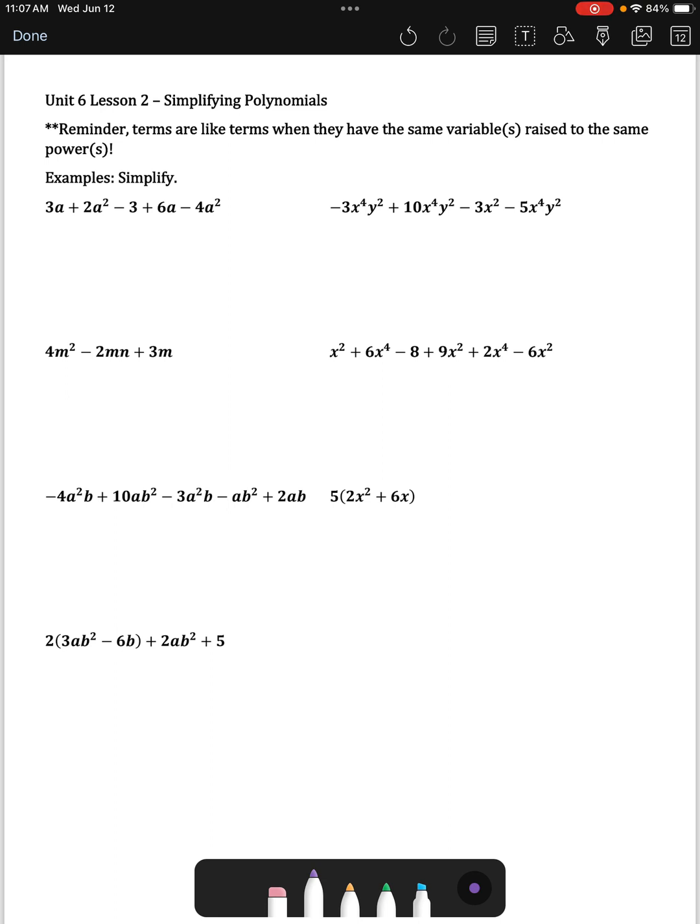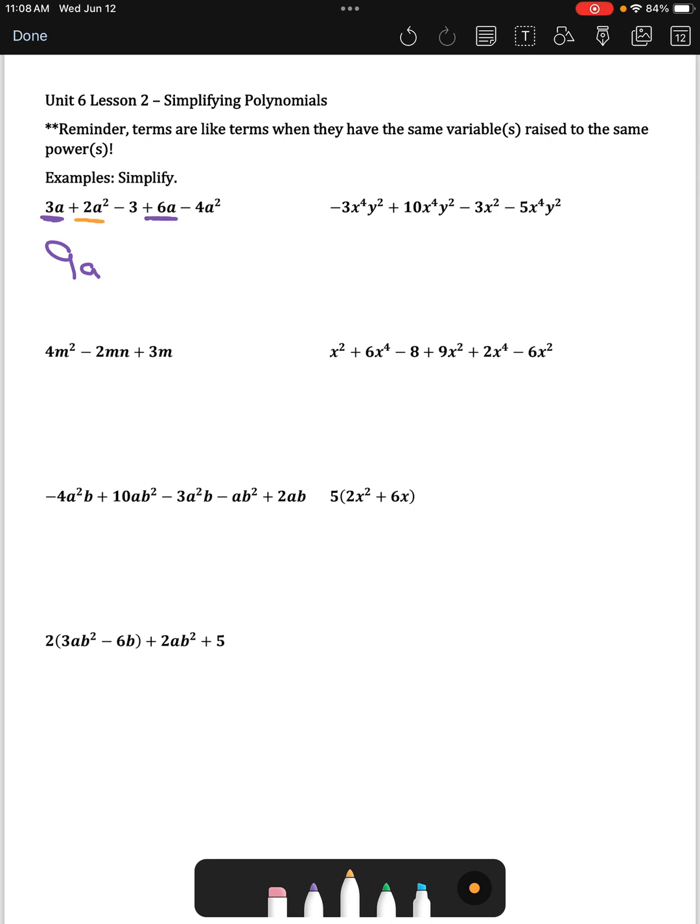What do I mean? Okay. In the first example of 3a plus 2a squared minus 3 plus 6a minus 4a squared, it starts with 3a. 3a is not a like term with 2a to the second power, because 3a has a regular a, 2a to the second power has a second power. So what matches up with the 3a here? The 6a. 3a plus 6a is 9a.